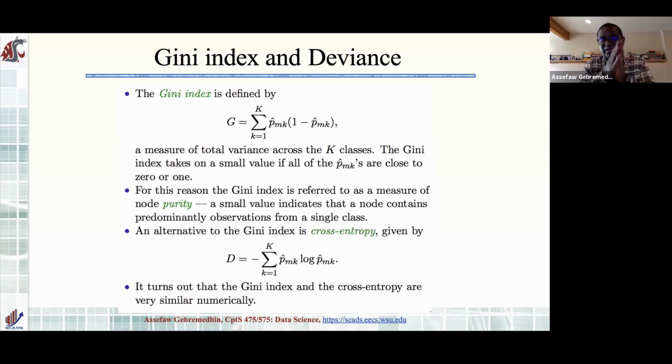There is another one that is related, but is also equally attractive, and it's called cross entropy. Both of these things are actually things that you would encounter when we get to deep learning.